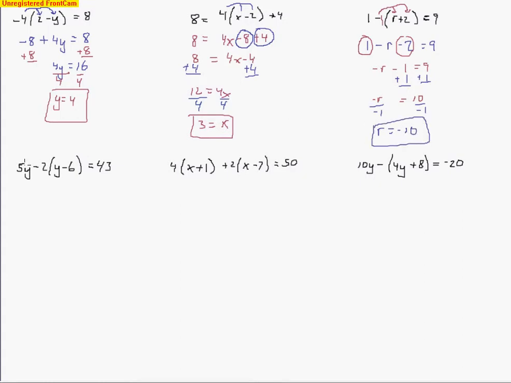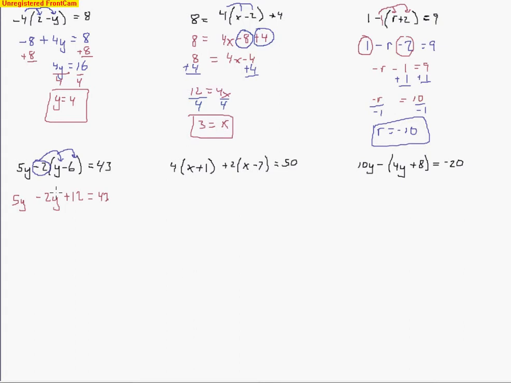So the next problem's a little bit tougher. It's got a 5y minus 2, but notice again the -2 is being multiplied by the expression of y minus 6. So what we're going to do is take that -2 and distribute it over that subtraction. So what I'm left with is a 5y minus 2y plus 12 equals 43. Notice it's plus 12 because the two negatives make a positive.